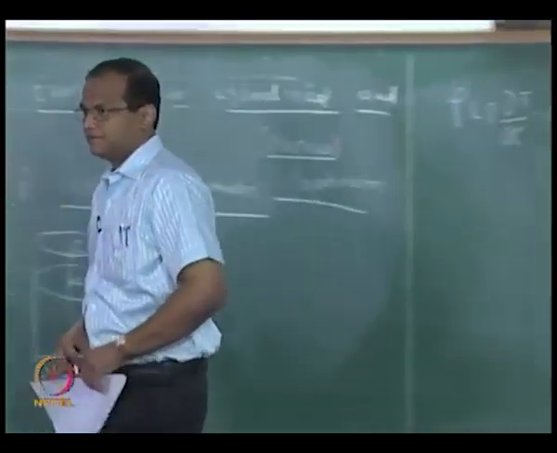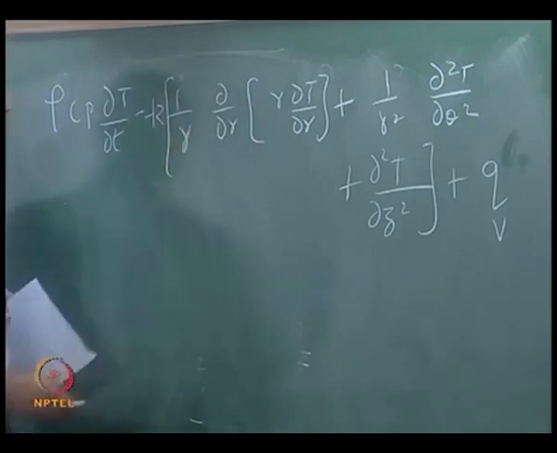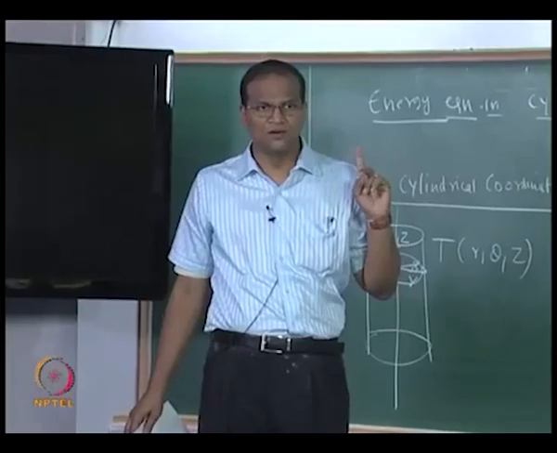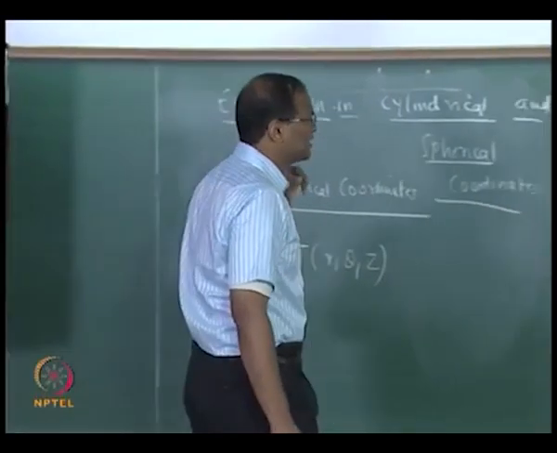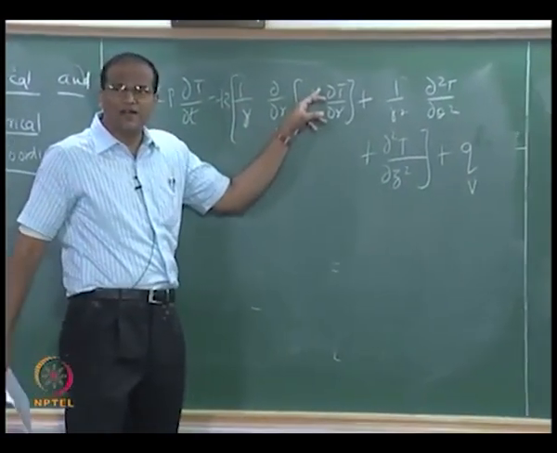okay. This is for a uniform thermal conductivity K, right. So please note the essential differences between this equation and the Cartesian coordinate equation. Have you written this down? The essential differences are, the left hand side is the same, the right hand side you have got 1 by r dou by dou r of r dT by dr.